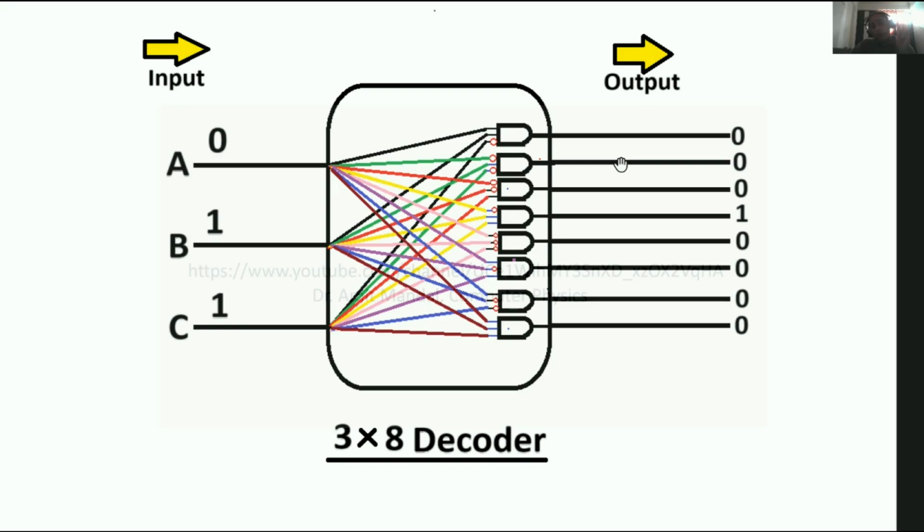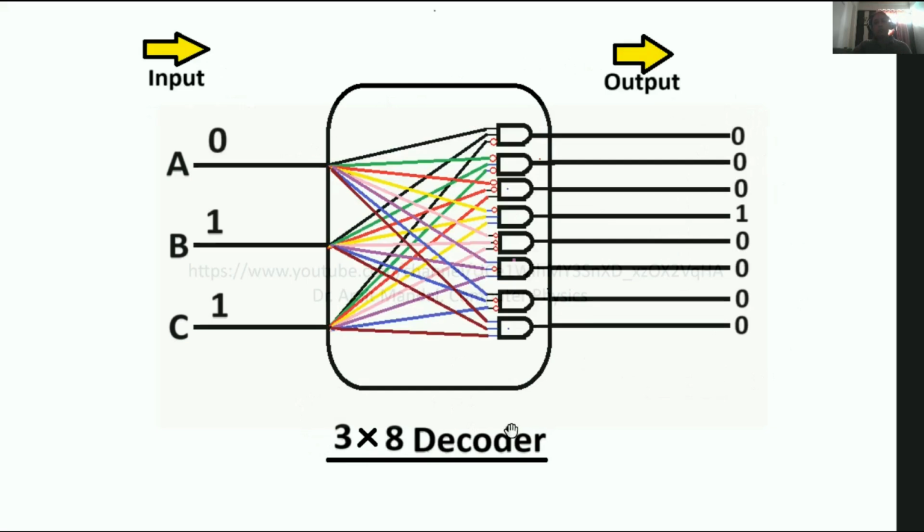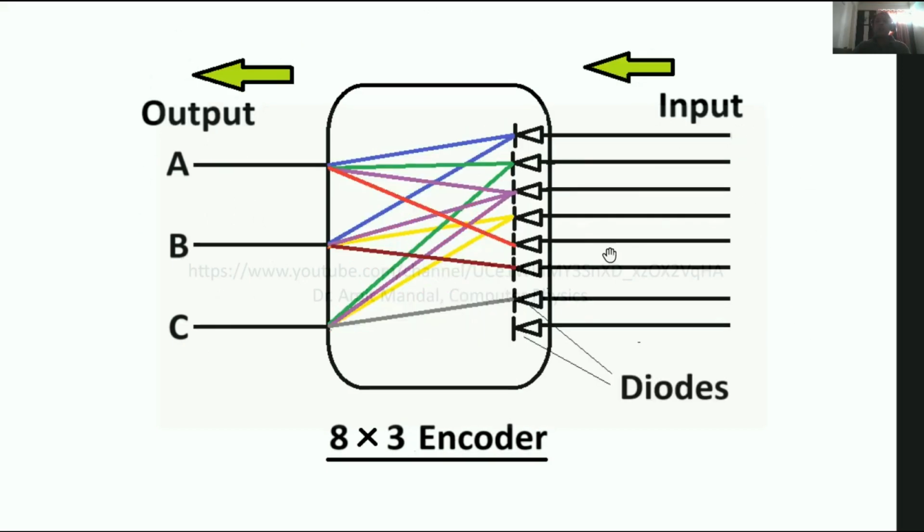Now suppose I want a device in which the input is these signals. A decoder converts digital data into analog signal. In case I want these analog signals back as digital data, meaning the reverse action, then I have to use an encoder. So this is the difference between decoder and encoder. In a decoder, digital data converts into analog signal, and in an encoder, analog signal converts back into digital data like this.